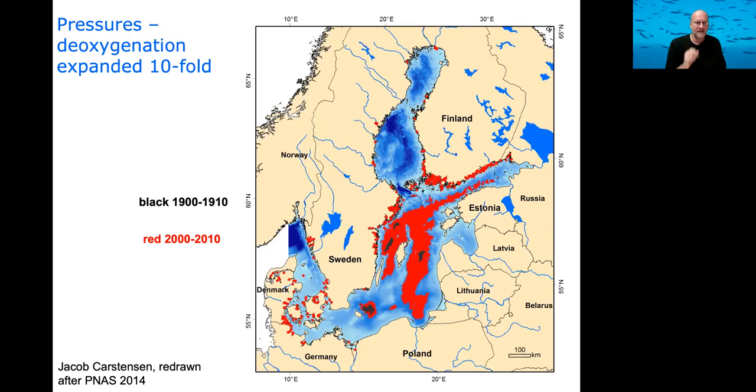So what you see here in black, those are the small patches that were anoxic around the turn of the previous century, so 1900 to 1910. Now the decade 2000 to 2010 is the reddish area. So we see that the anoxic areas have increased tenfold or more than tenfold in the past 100 years.